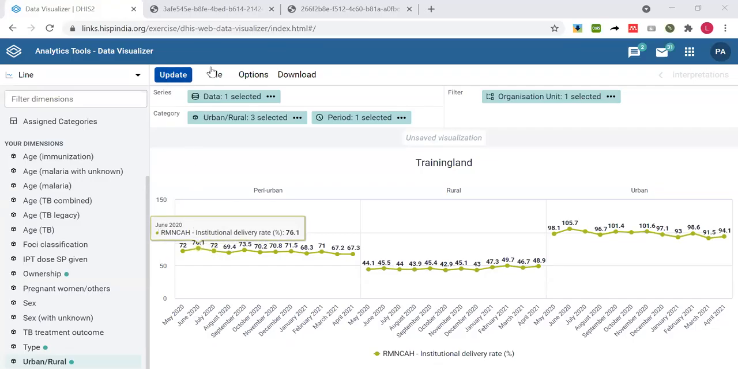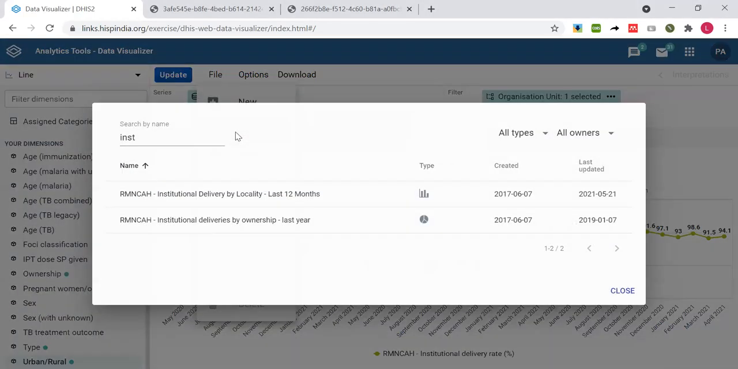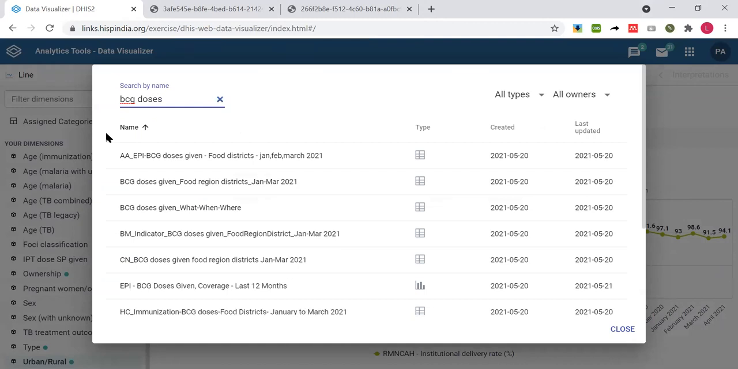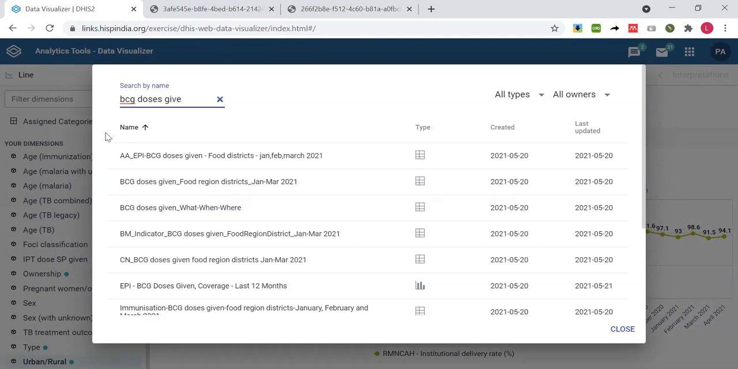All right, let me share the screen again. We are here. Okay, let me open a favorite item called ECG doses given coverage last 12 months. Let me open this one.